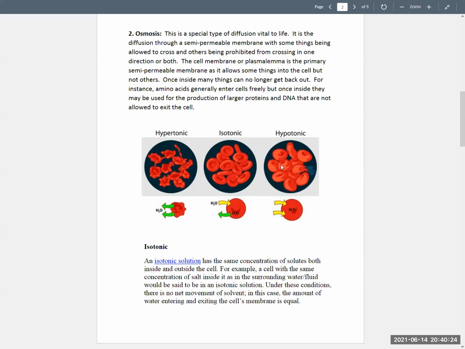The third is the hypotonic solution. Under strength. The solute is less strong. So out in the plasma, we actually have more water than solute. The solute concentration is reduced.